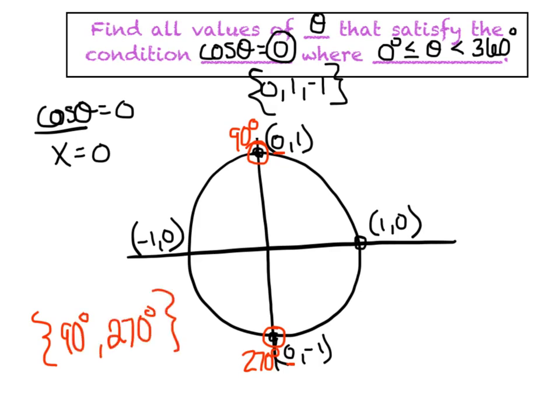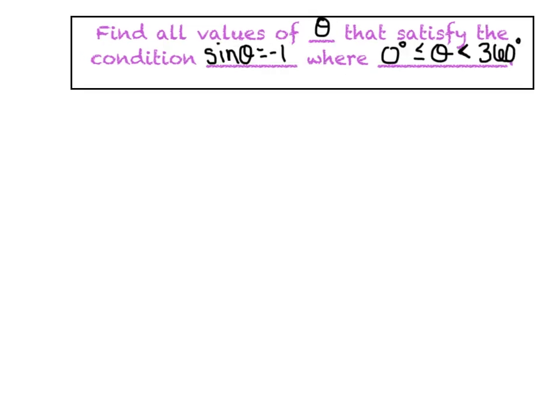And of course, you could type those into your calculator if you want to check them. You could type in the cosine of 90, hit enter, you'll get 0. You could type in the cosine of 270, again, hit enter, and you'll get 0 as a way of confirming your answers.